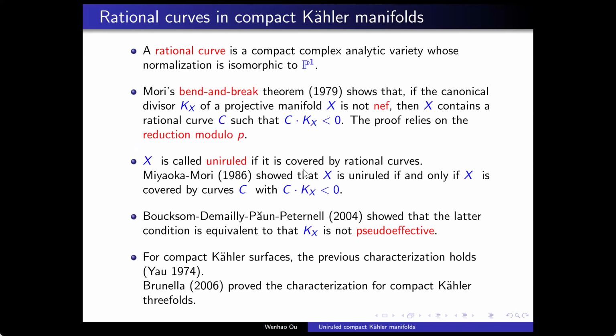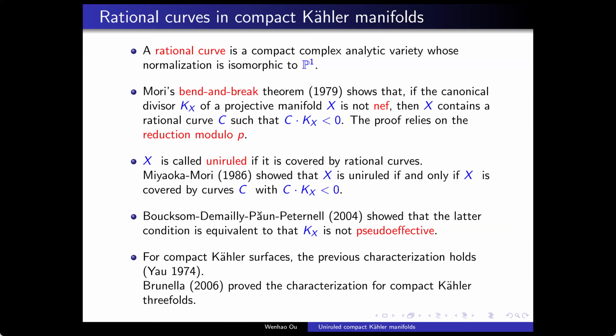Now I'm going to talk about rational curves in compact Kähler varieties. I recall that a rational curve is a complex analytic variety whose normalization is isomorphic to P1. Equivalently, a rational curve is the image of P1.